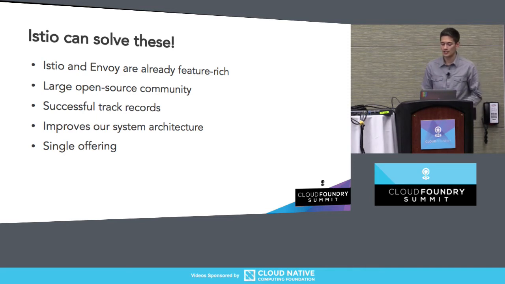In addition to this, Istio and Envoy both have large open source communities, and we're hoping that we can piggyback off of the velocity of a much larger team, since we are only a handful of engineers. Furthermore, we believe that these projects will continue to survive and sustain as they're backed by companies that have successful track records with maintaining open source projects, such as Google and IBM.